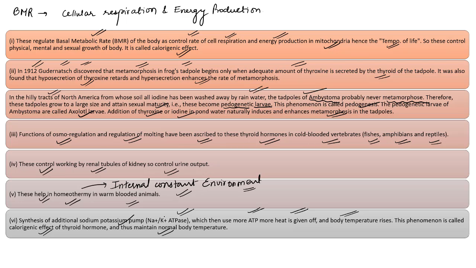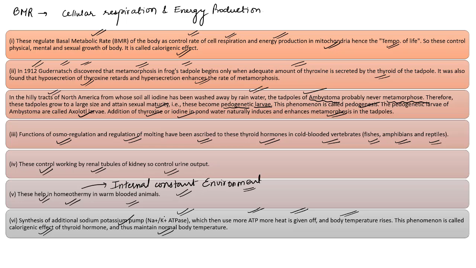So they use more ATP, then more heat is given off, and the body temperature increases. And that is why it is known as what? The calorogenic effect, because it is producing heat, it is producing calories. This effect is basically to maintain the normal body temperature. We are talking about homeostatic conditions, so our internal environment should remain constant, and that is why body temperature should be maintained anyhow.